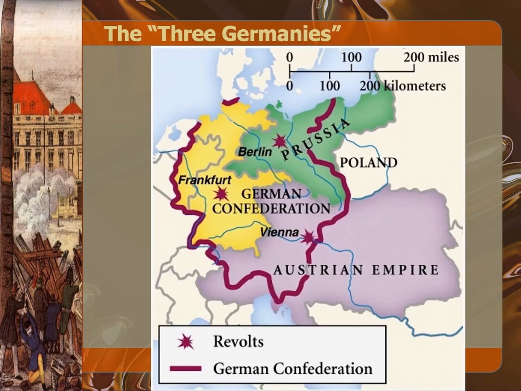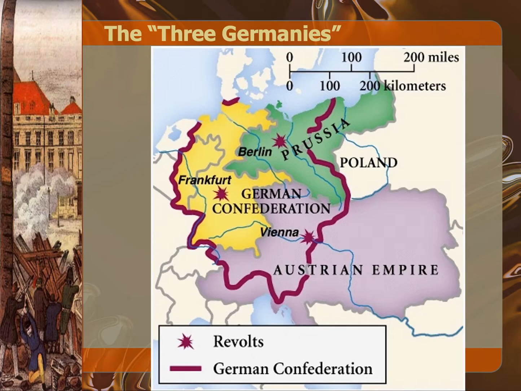Some other things that were going on, now just to be clear, is what's referred to as the three Germanys. We have Austria being kind of southern Germany, Prussia being kind of eastern Germany, and then all these separate little kingdoms in yellow being the rest of Germany.